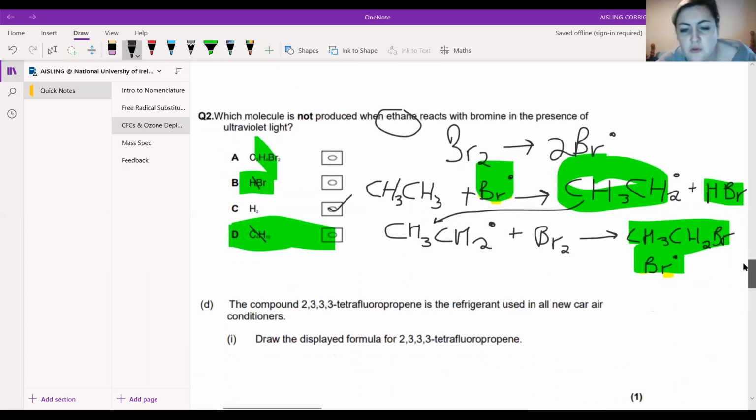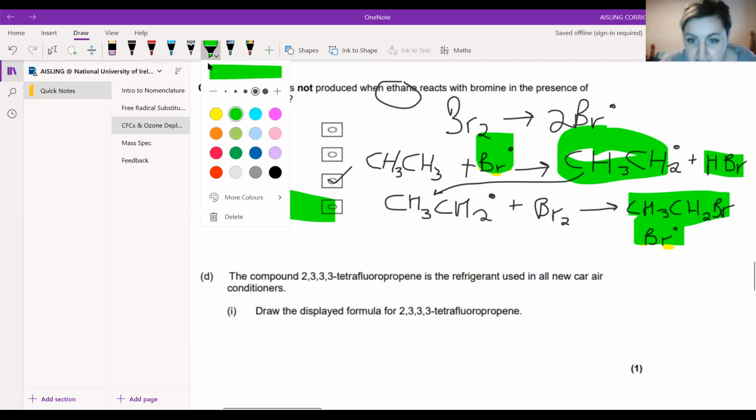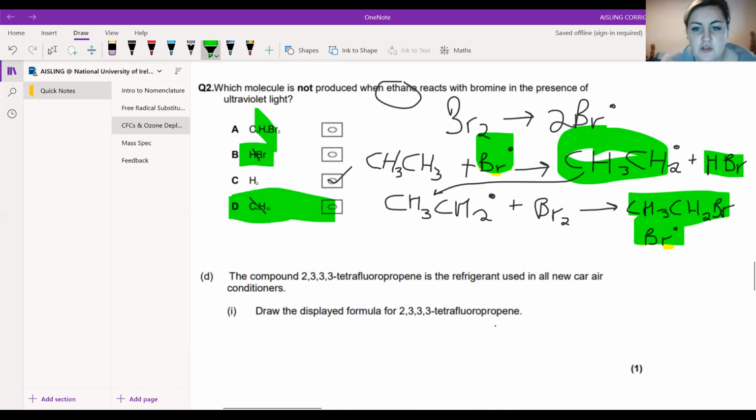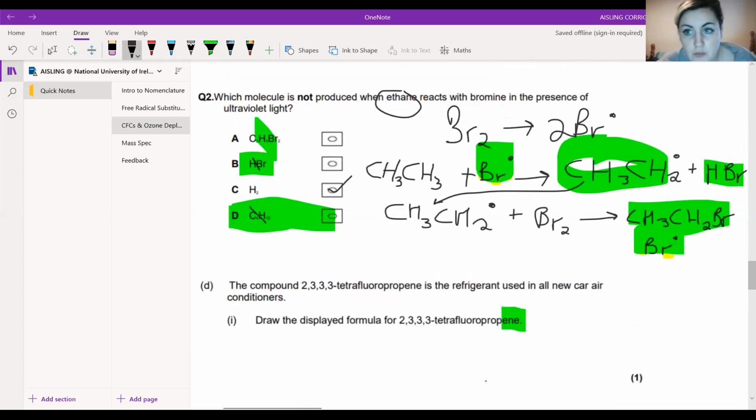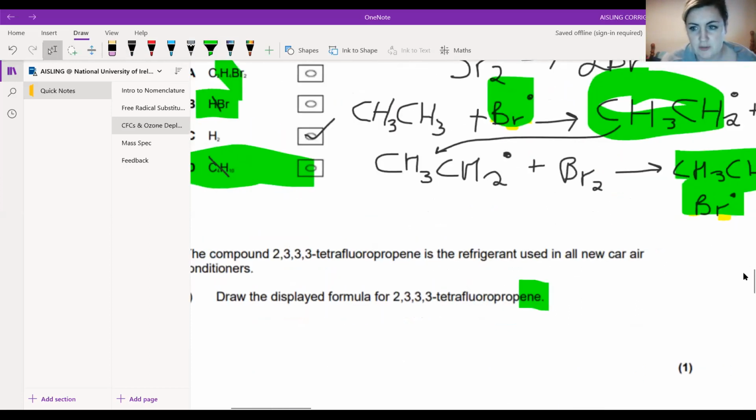Right. Oh, lovely. More nomenclature. Right. The compound 2,3,3,3-tetrafluoropropene is the refrigerant used in all new car air conditioners. Draw the displayed formula for this. So ene means what type of organic family is it going to be? It's going to be an alkene. So as always, I'm going to start off with the parent chain. The parent chain is propene, which means it's going to have how many carbons? Pause, have a go, please. Learn by doing when it comes to organic, that's for sure.